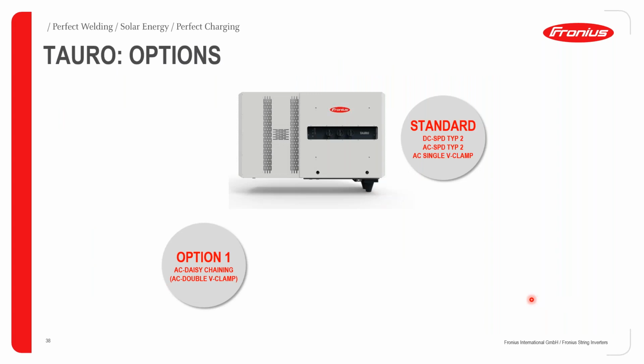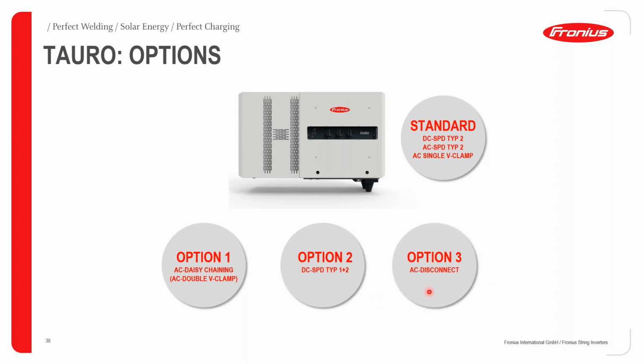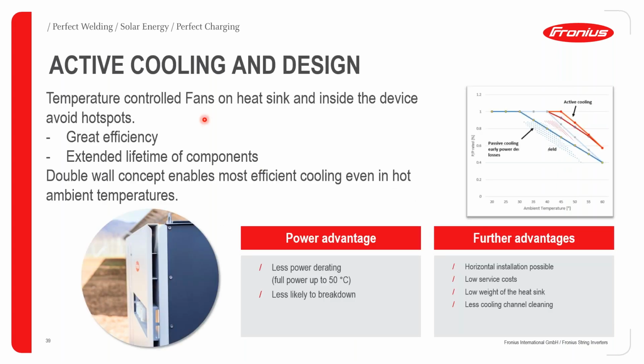So Taro options include AC daisy chaining, which comes with double V-clamps. You also have the option to include a DC surge protection device on the DC side, and it can also come with an AC disconnector. In terms of inverter efficiency, it comes with an active cooling design, because the temperature-controlled fans and the heatsink make it possible to avoid hotspots, which increases the efficiency and extends the lifetime of the inverter.